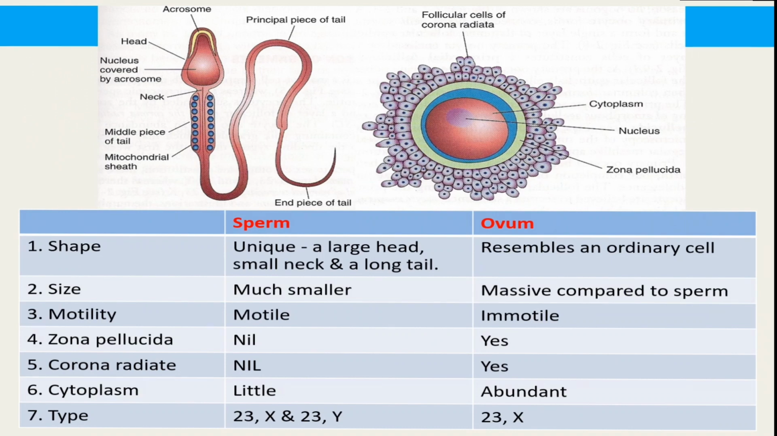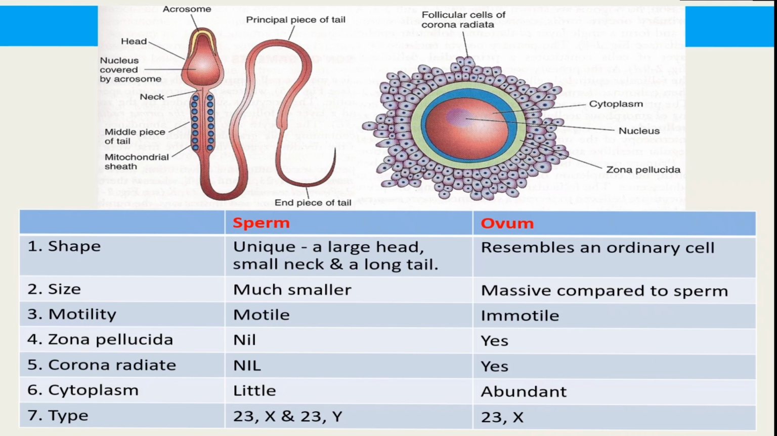After having gone through the characteristics of both the gametes, that is sperm and ovum, now we can compare these two. The sperm has a unique shape comprising a large head, small neck, and a long tail, whereas the ovum resembles just an ordinary cell. Sperm is much smaller in size as compared to ovum, and the ovum is massive as compared to sperm. Sperm is motile, whereas the ovum is immotile.